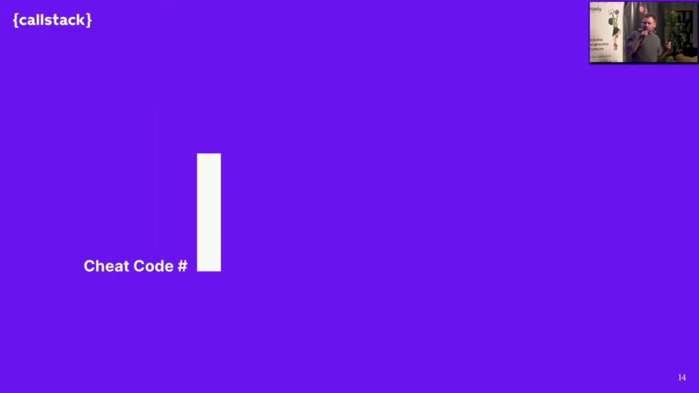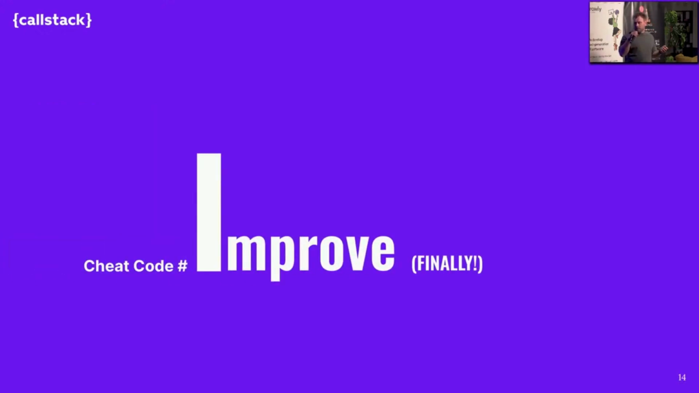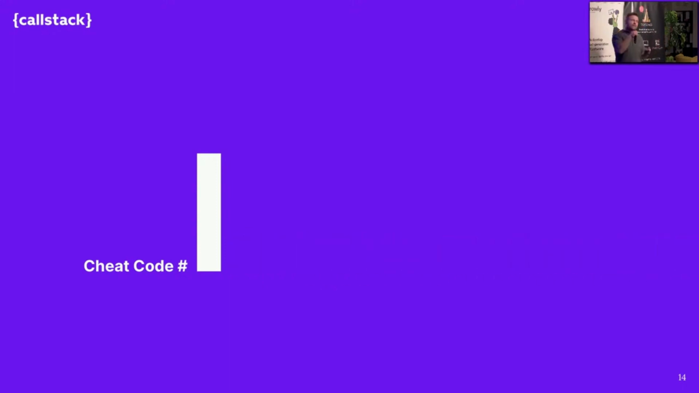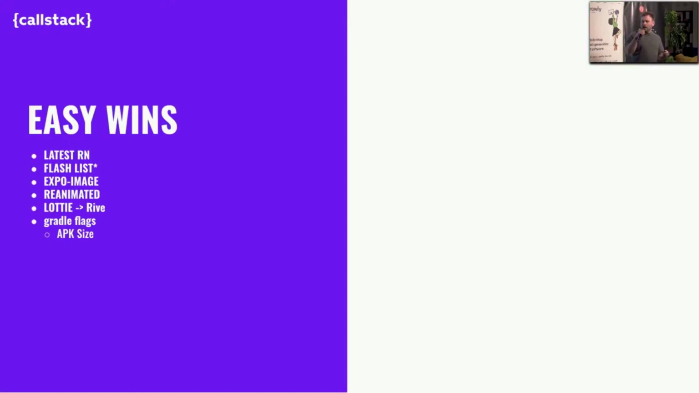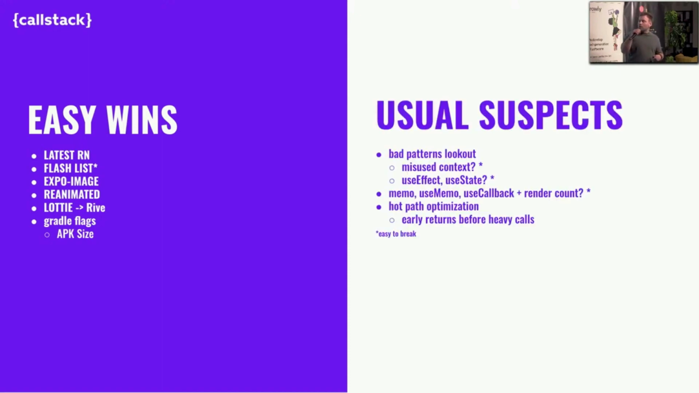For the cheat code number I, which is improve or implement, you can actually write some code. So you are writing your code. You have some easy wins. Every technology has some easy wins. Those are the easy wins for React Native. And you have your usual suspects. Those are the usual suspects for React.